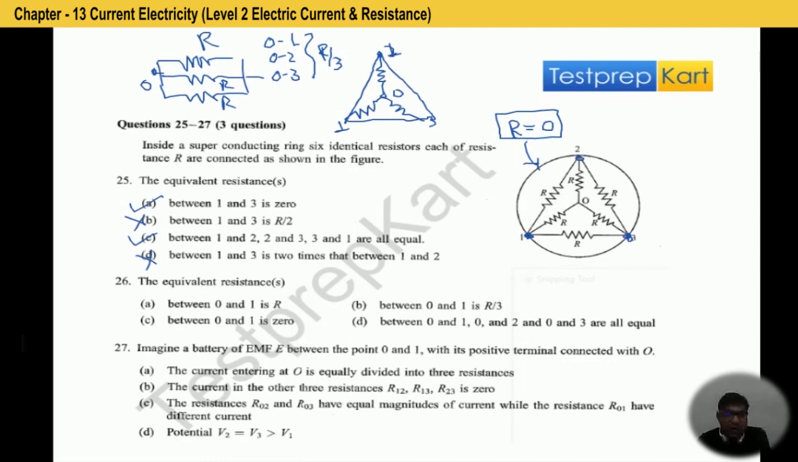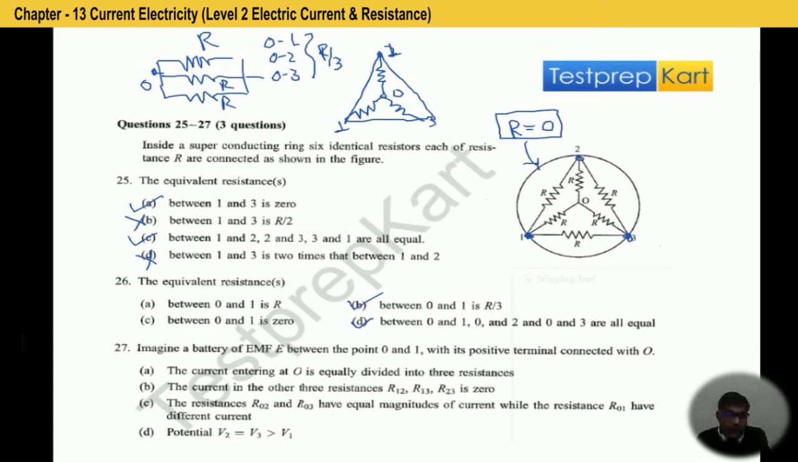Next, the equivalent resistance between 0 and 1 is R. We already calculated. Between 0, 1 and 1, 1 and 0 and 2 and 0 and 3 is R by 3. So option B is right here. And third option D is correct because between 0 to 1, 0 to 2 and 0 to 3 all are equal.